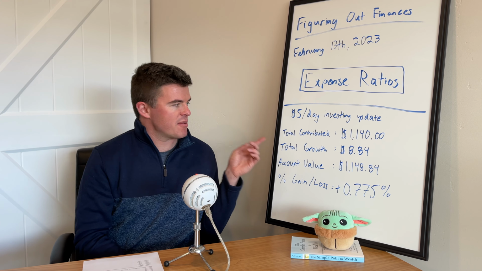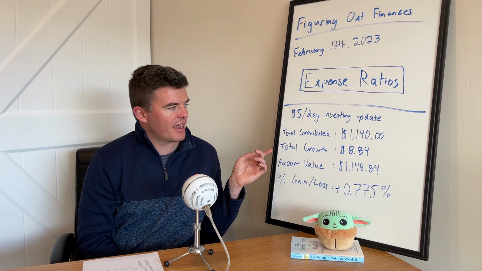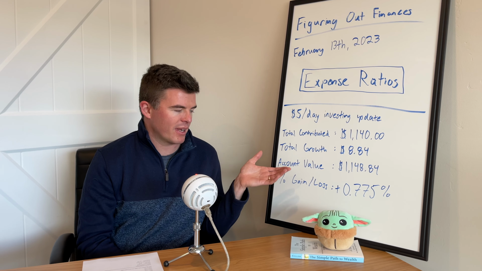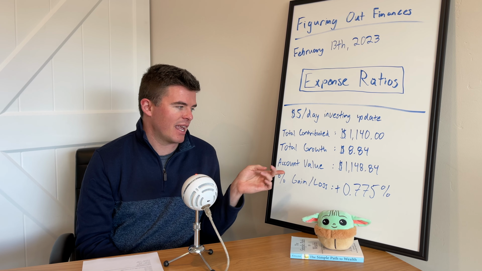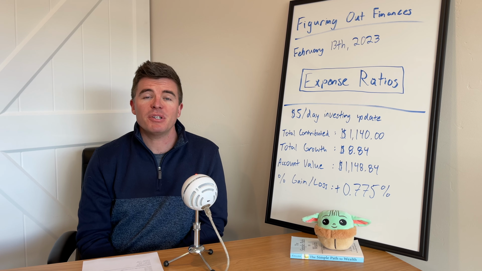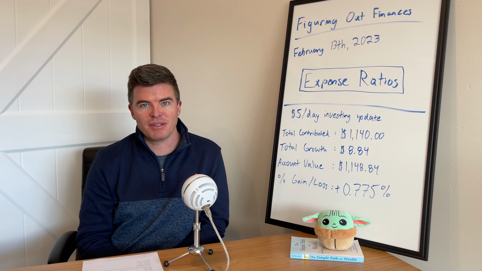So far, as you can see, we've contributed $1,140 so far. And the total growth on the account is $8.84 is all. So you have a total account value of $1,148.84. And the gain or loss, we're up less than 1% so far. So pretty slow start, but that's okay. We've got a long ways to go until the end of 2023. So we'll see what happens.